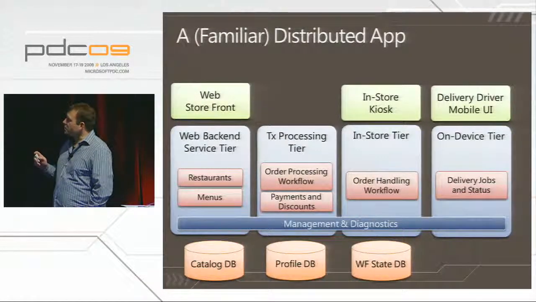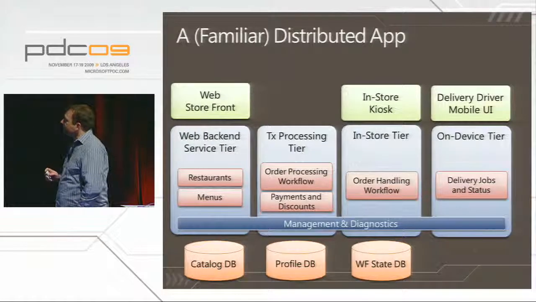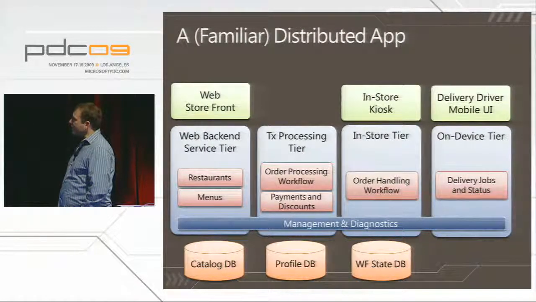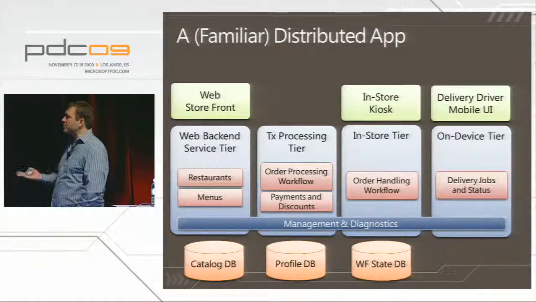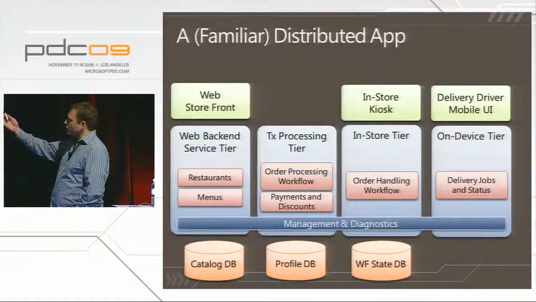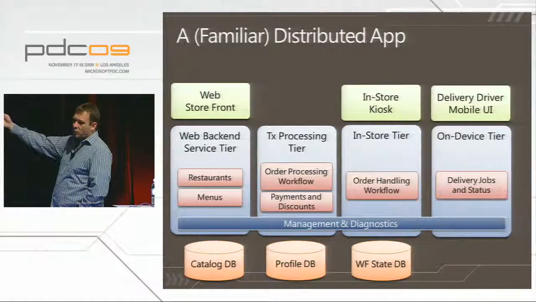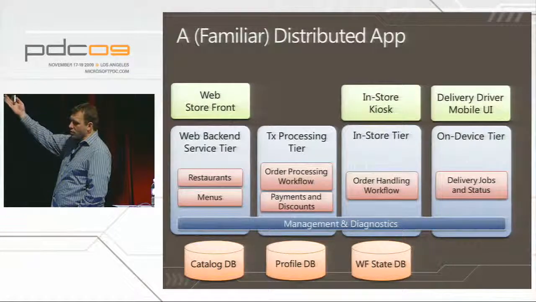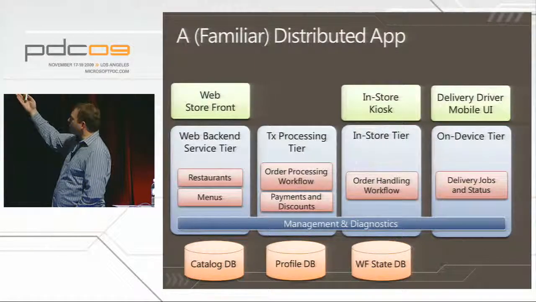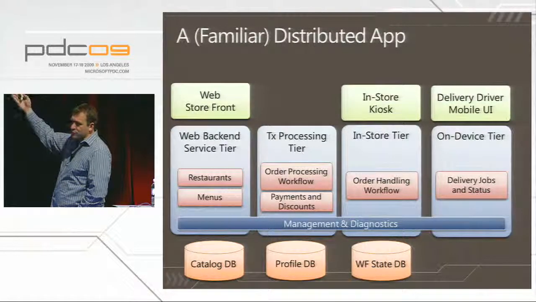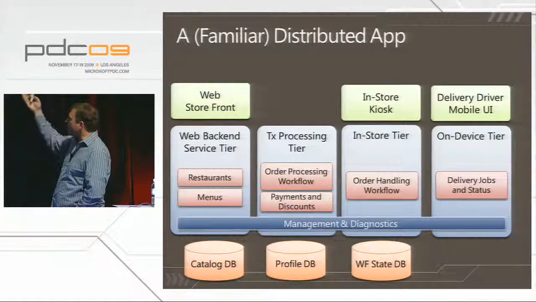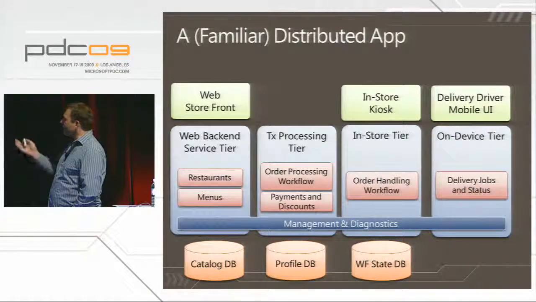So here's our familiar distributed application. We have a web storefront. In that application, there's a web backend service tier, a set of web services that are used for that web storefront. In that web backend tier, there's a notion of a restaurant service and a menu service, and we have a transaction processing tier with an order processing workflow, and payments and discounts. We have an in-store kiosk where the orders are actually handled, where we have an order handling workflow. We have a delivery driver who's driving stuff around, who has a mobile UI and an on-device tier. And then we have a set of databases.